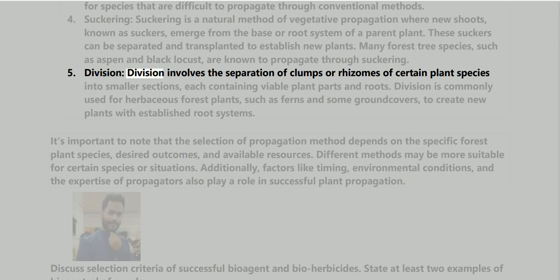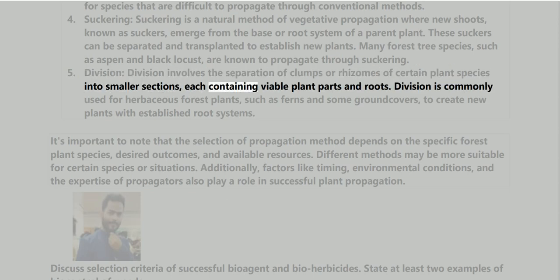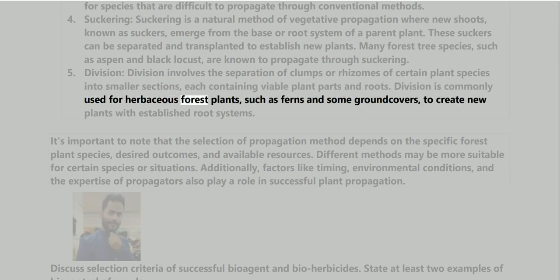5. Division. Division involves the separation of clumps or rhizomes of certain plant species into smaller sections, each containing viable plant parts and roots. Division is commonly used for herbaceous forest plants, such as ferns and some ground covers, to create new plants with established root systems.